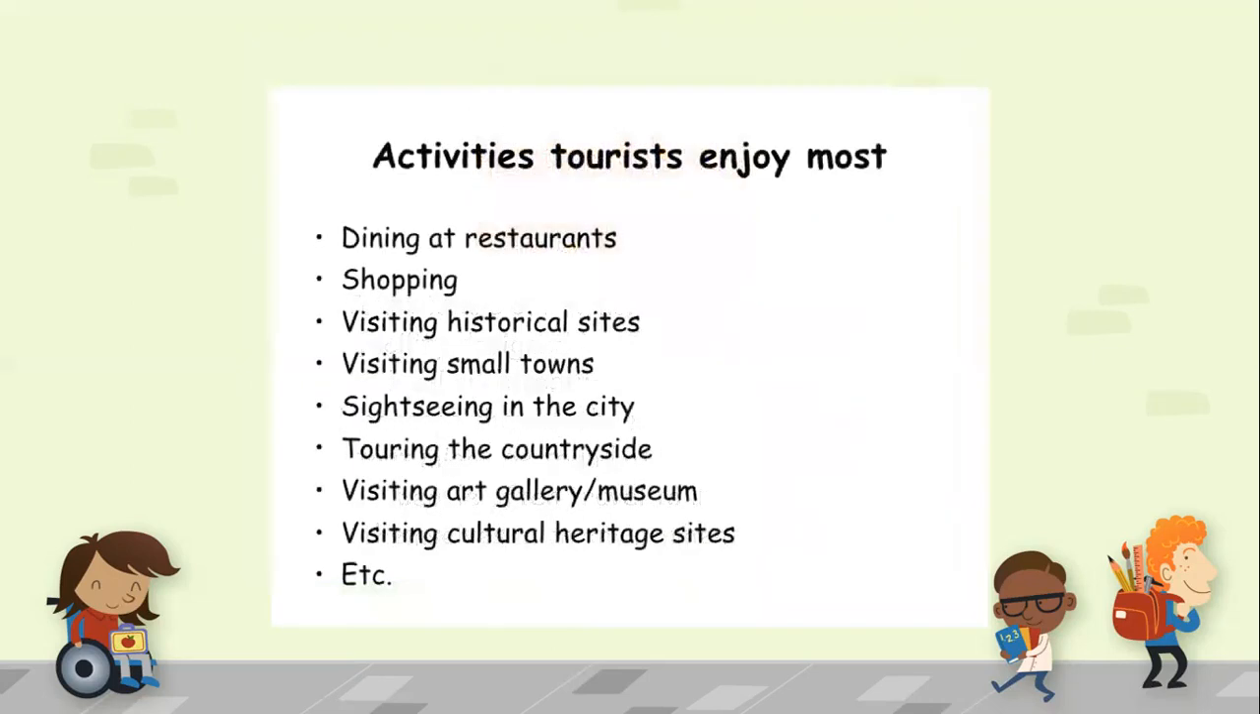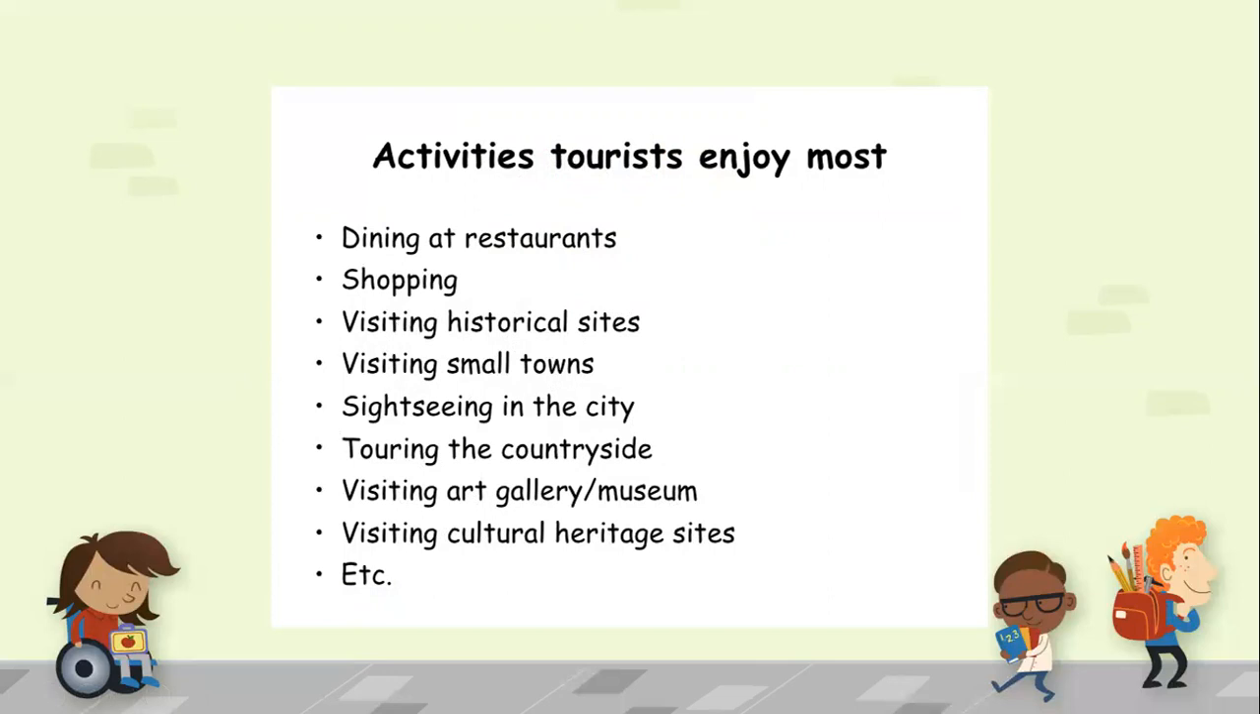Now, what are the activities that tourists enjoy most during traveling? There is a list. There is also a table in your book. You can see some examples like dining at restaurants, shopping, visiting historical sites, visiting small towns, sightseeing, touring the countryside, and there are many more. Also, can you name some of the activities that you love during your tour? For example, taking a guided tour.